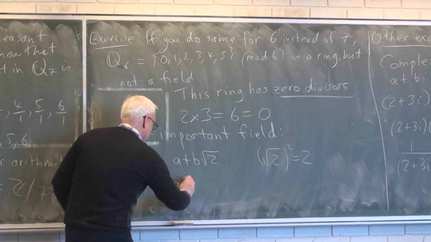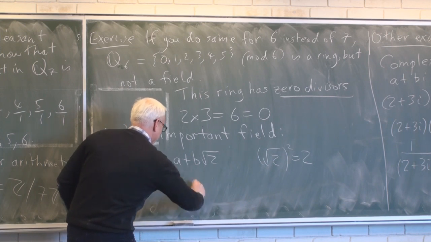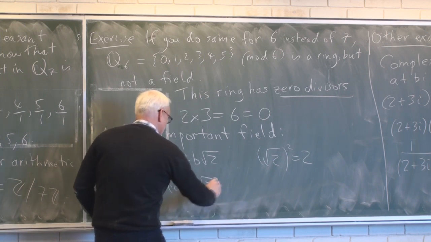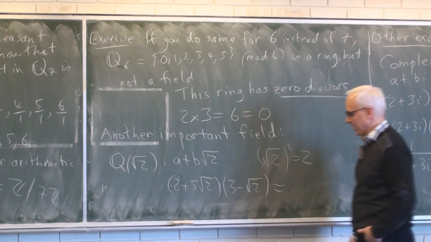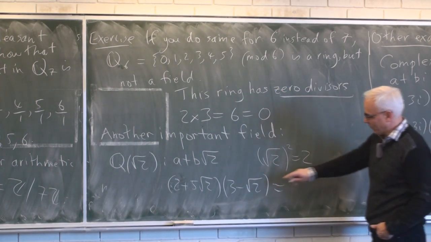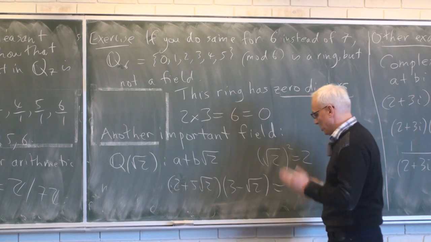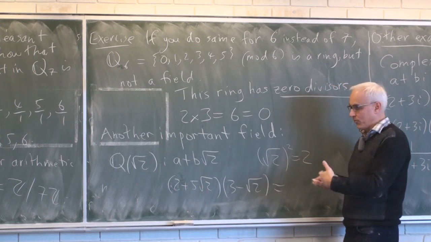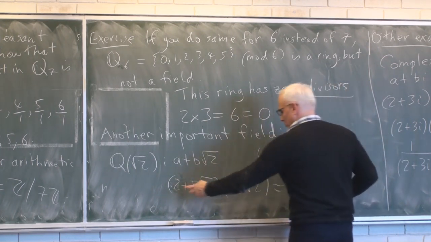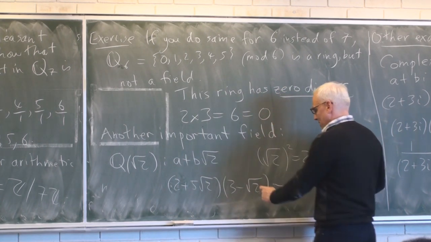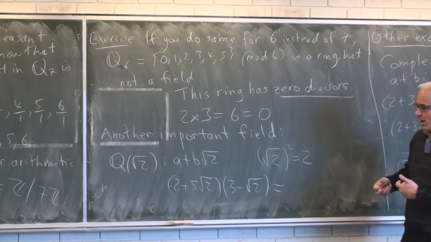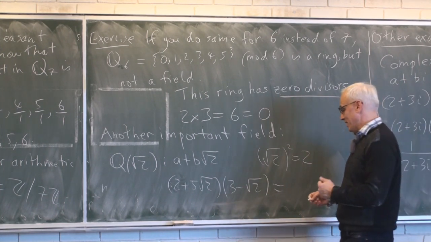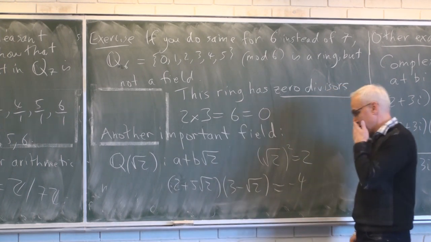So, for example, let's say (2 + 5√2)(3 − √2). The way we would calculate that is really the same kind of thing as we did with i. Just use the fact that whenever you have √2 times √2, you get 2. So 2 times 3 is 6, minus 5 times √2 times √2, in other words 5 times 2, which is 10. So 6 minus 10 would be minus 4.